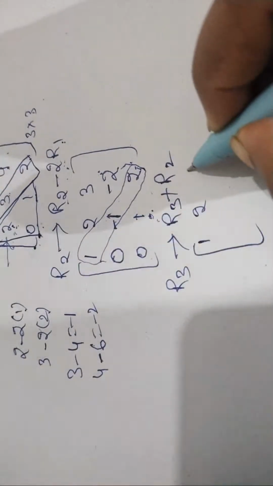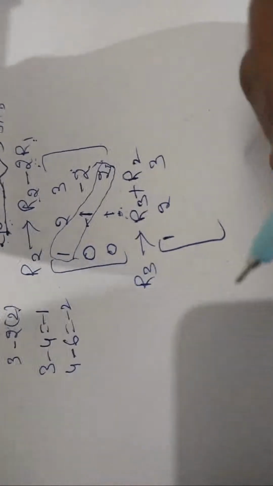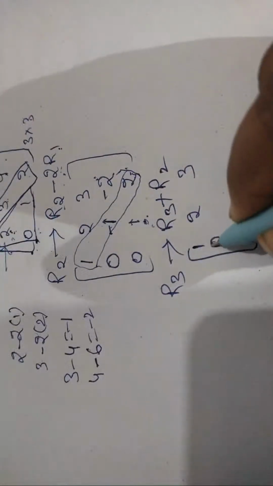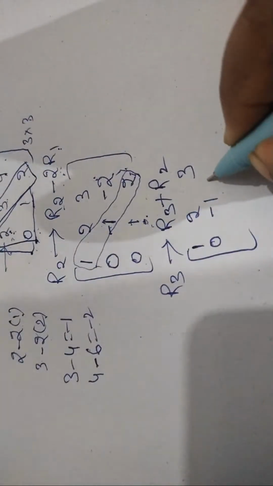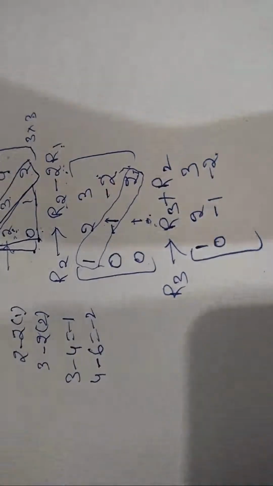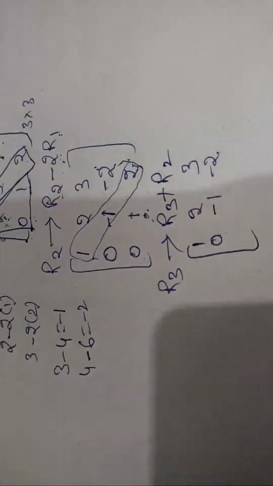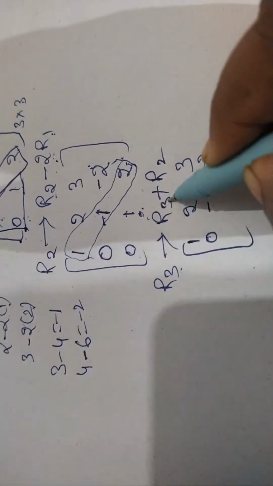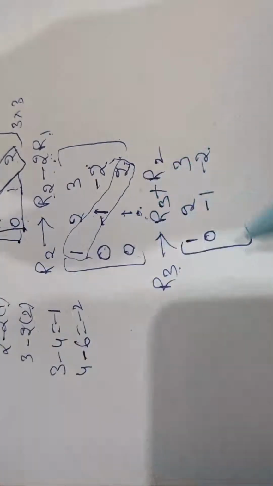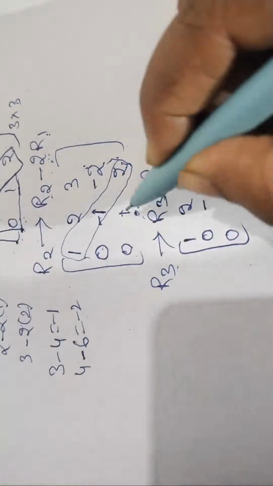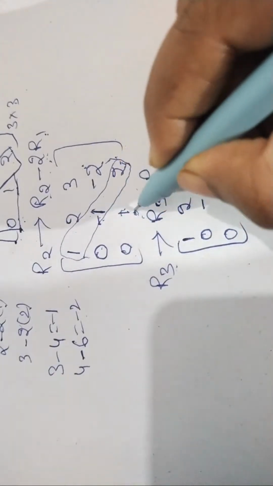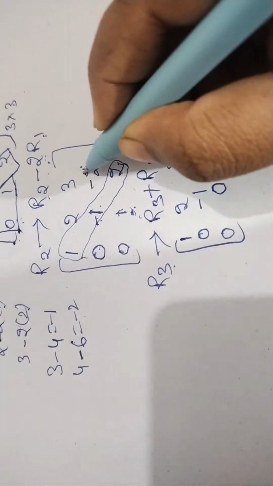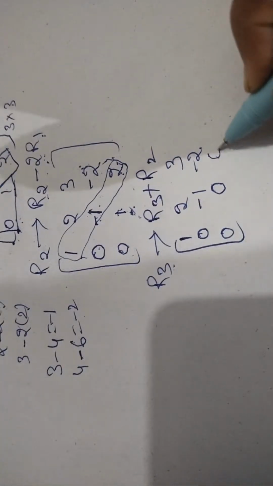1, 2, 3, first row. Next, second row, 0, minus 1, minus 2. And third row, what is the operation in the third row? R3 plus R2. 0 plus 0 is 0. And 1 plus minus 1, 0. 2 plus minus 2, 0.